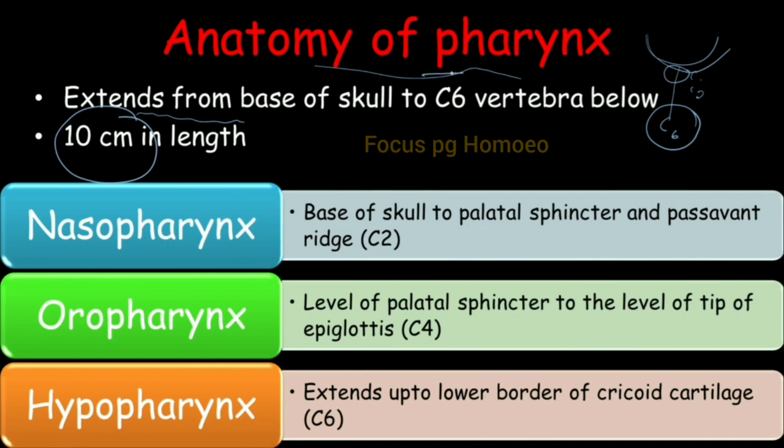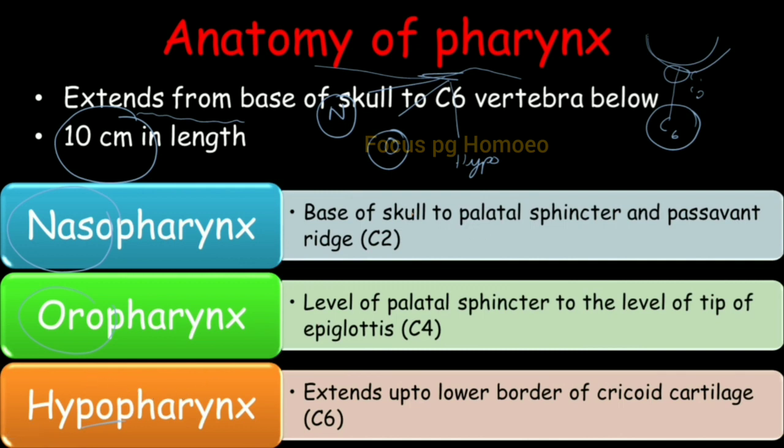So in case of pharynx we have three different types. One is nasopharynx, the second one is oropharynx and the last one is hypopharynx. Nasopharynx is the pharynx related to the nasal area, oropharynx is related to the oral cavity, and the one which is lower than the oropharynx is hypopharynx. Okay. So regarding the nasopharynx and its extension, this is important.